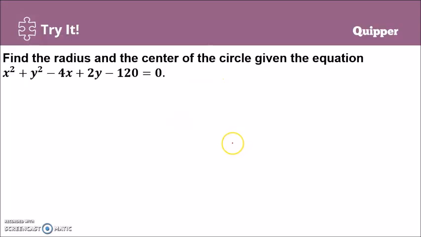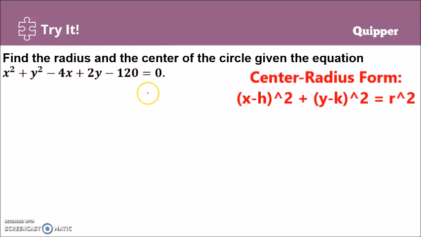Hi, in this video we are going to talk about how to find the radius and the center of the circle given the general equation of that circle. So in this example, we are asked to find the radius and the center of the circle given the equation x squared plus y squared minus 4x plus 2y minus 120 equals 0. So what we are going to do is express this general equation in center-radius form.